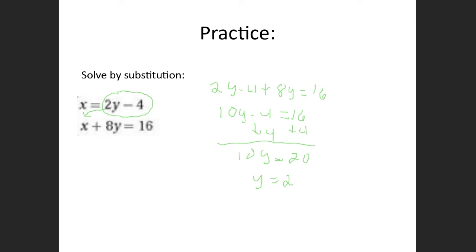So now I know what my y value is. Remember, our answer is always an ordered pair. So y is equal to 2. If I put 2 back up here for y, 2 times 2 is 4, minus 4 is 0. So my x value is 0. When you're dealing with these types of problems, first you have to find one of the values, and then you substitute it back in. Hence the reason why it's called substitution and solve.